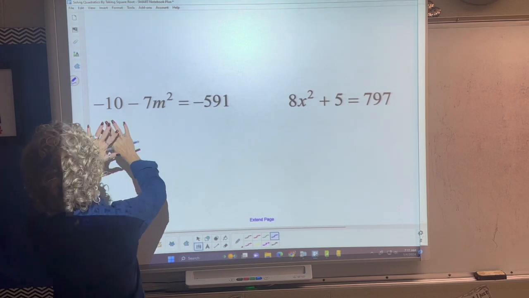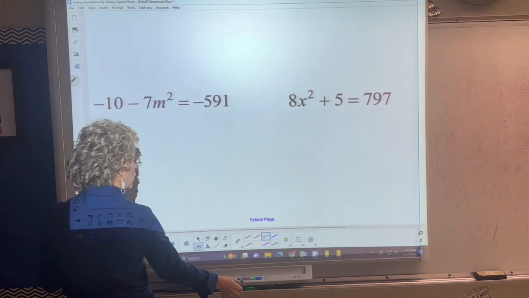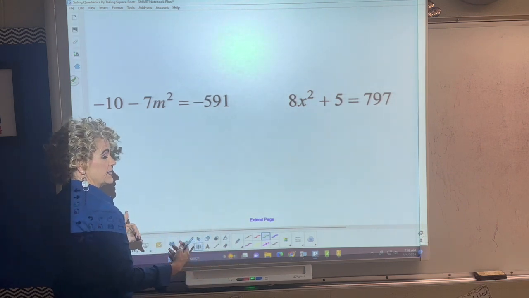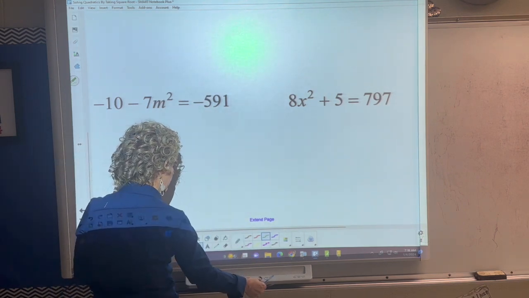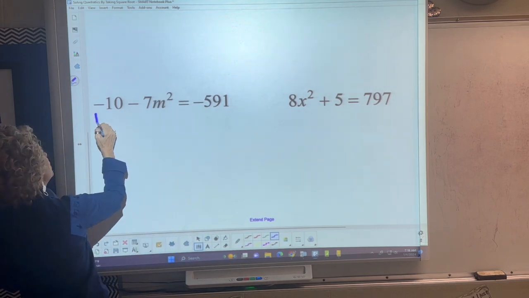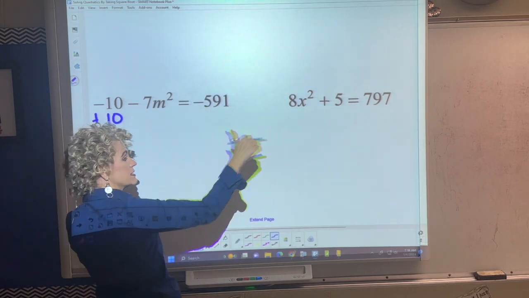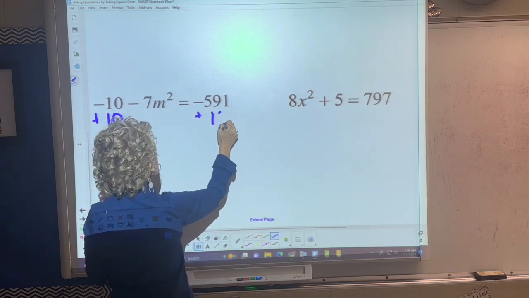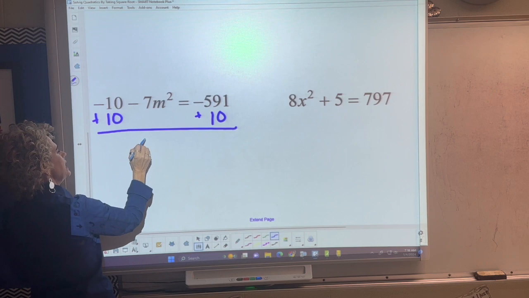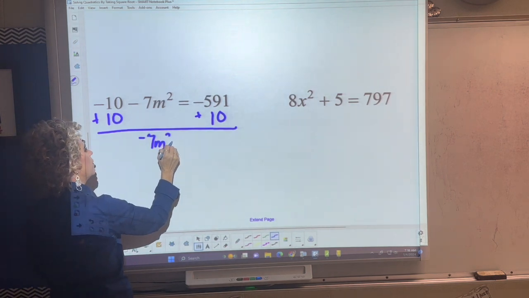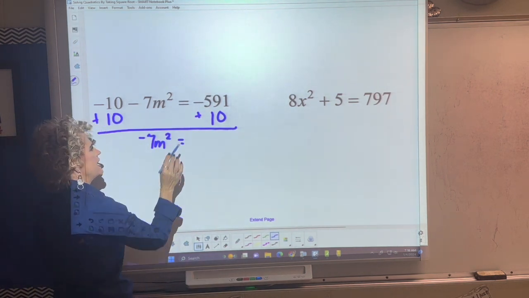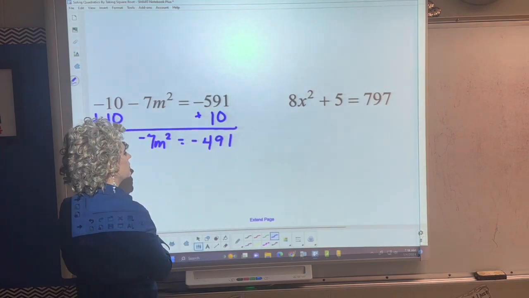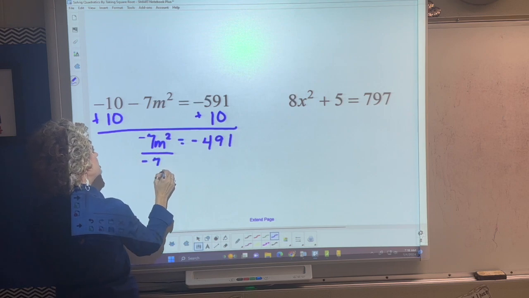So I look up here, is there anything added or subtracted to my variable? Well, there is. That's this -10. So in order to get rid of the -10, I need an additive inverse. The additive inverse of a -10 is a +10. So I add 10. What I do to one side, I do to the other side. So I'm going to add 10 over here. Plus 10 there. Handy dandy line. Now I have -7m squared equals -581, and a +10 is a -581. We're going to divide both sides by -7.